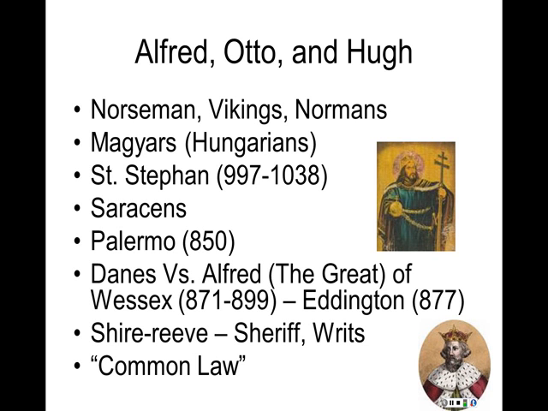Now, Alfred established a dynasty, the House of Wessex, that would rule England for the next several centuries, and this was a very successful kingdom. One of the reasons why it was so successful was that they established the rule of law throughout all of England, not just Alfred, but all of his successors. One of the things they did, they were good organizers.